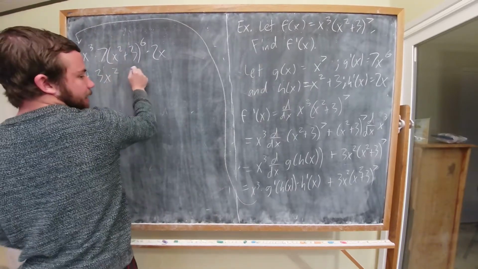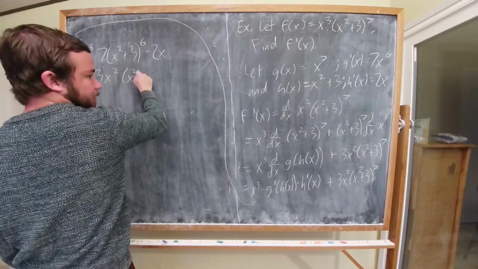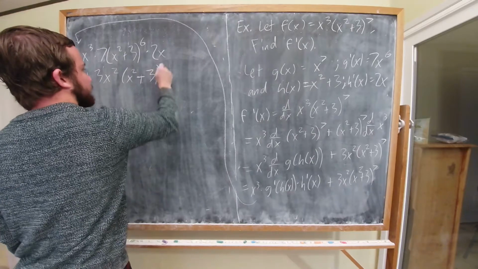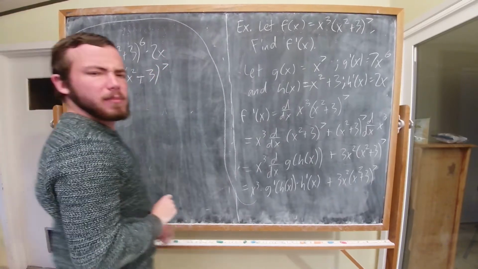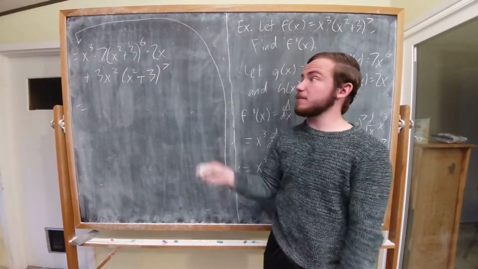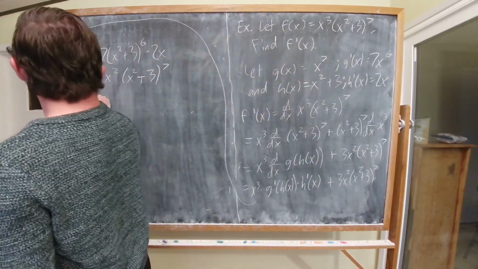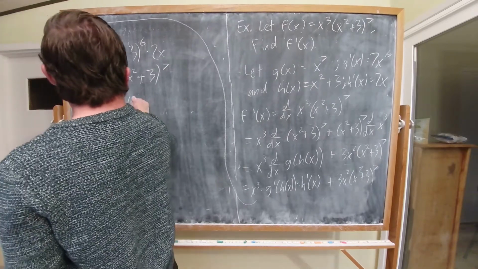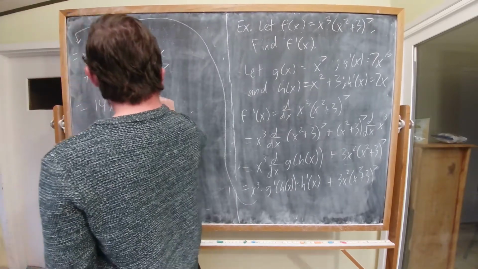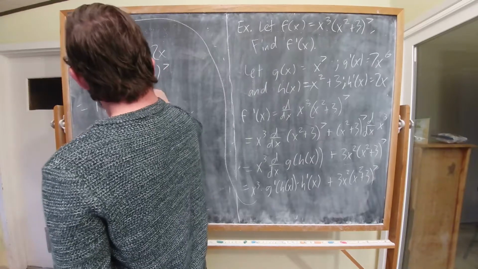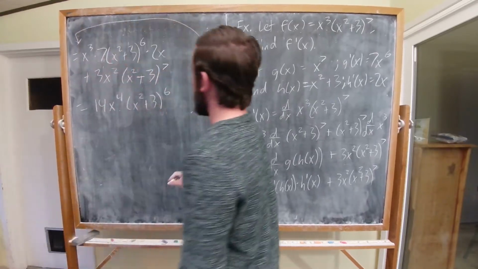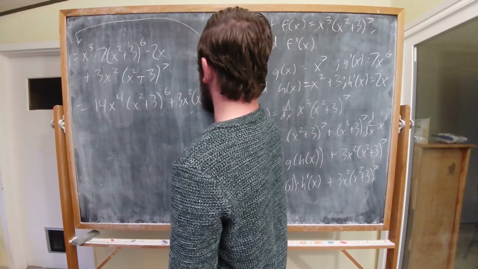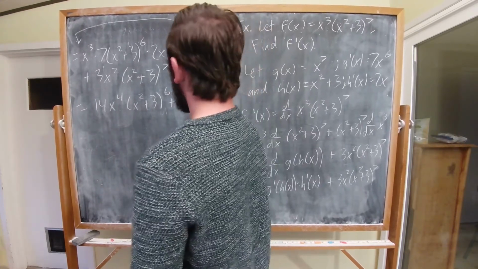3x squared times (x squared plus 3) to the 7th power. Cool, we're done with all the calculus. Now it's just some algebra to simplify. This gives us 14x to the 4th times (x squared plus 3) to the 6th power plus 3x squared times (x squared plus 3) to the 7th power.